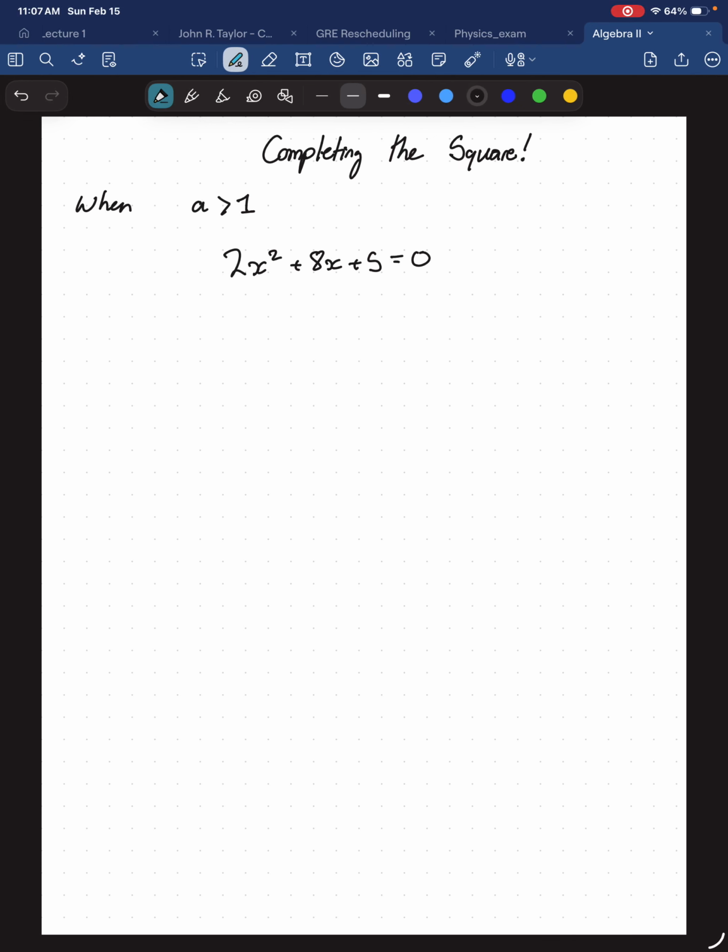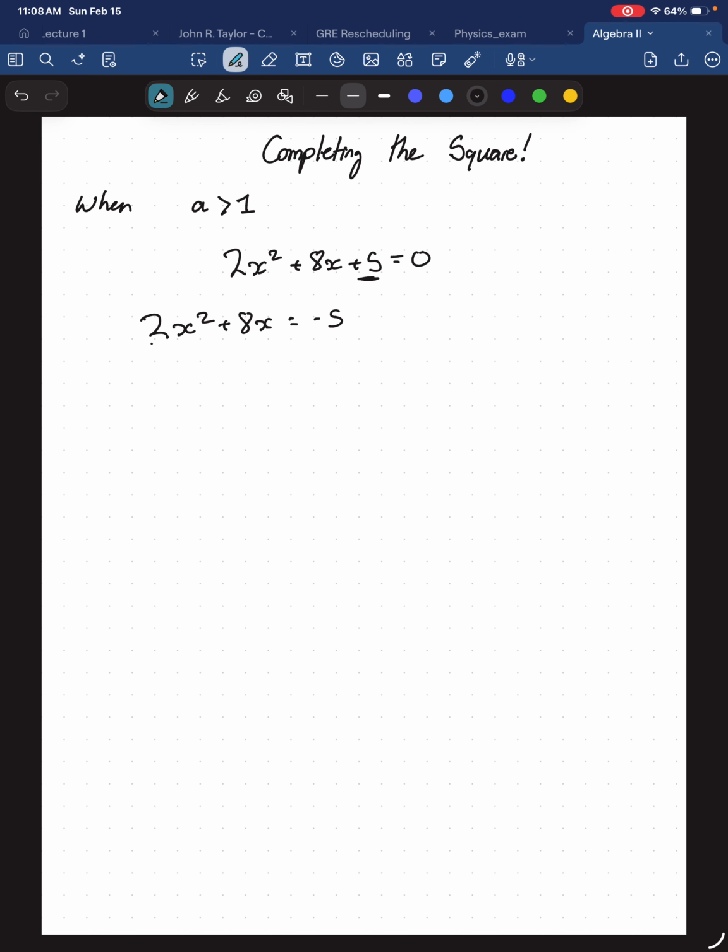Just wanted to give you another video to prepare you for the exam on how to complete the square when a is greater than 1. Alright, so here our a is 2. So what do we do? Well, first step, take the c across the equal sign. So you're going to have 2x squared plus 8x equals minus 5.